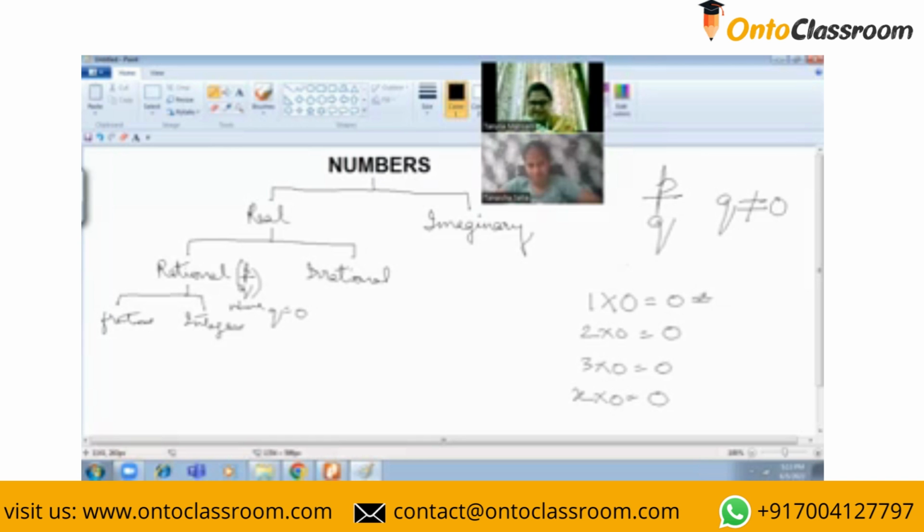This implies that 1 is equal to 0 upon 0, right? Can I write it like this? Yes. See, this zero is being multiplied here. If I bring it to the other side, it will be divided, right? So 1 is equal to 0 upon 0. Now, from the second statement, it implies 2 is equal to 0 upon 0. From the third statement, 3 is equal to 0 upon 0. From the fourth statement, x is equal to 0 upon 0.